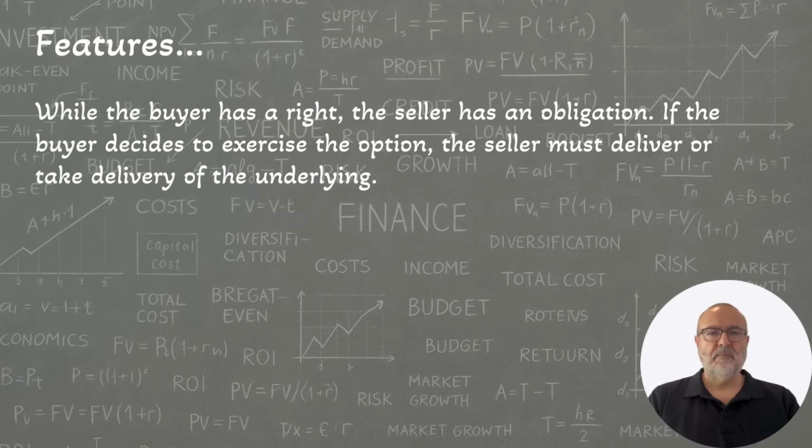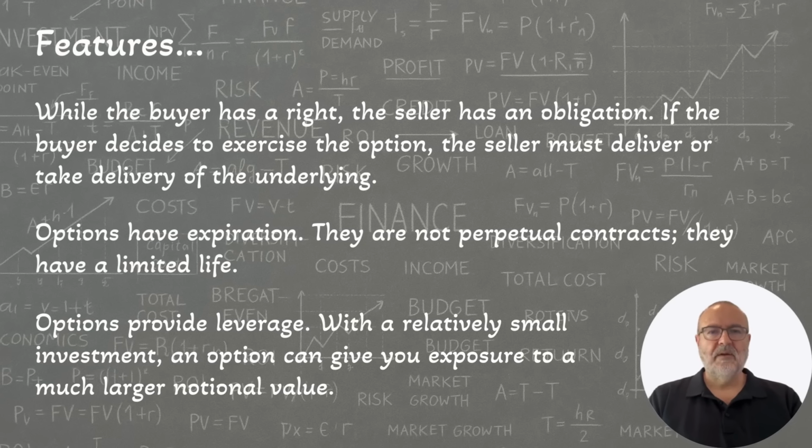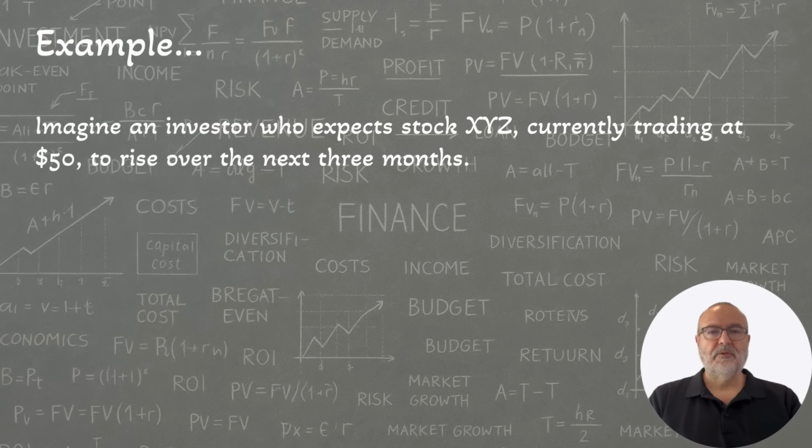Third, while the buyer has a right, the seller has an obligation. If the buyer decides to exercise the option, the seller must deliver or take delivery of the underlying. Fourth, options have expiration. They are not perpetual contracts, they have a limited life. Finally, options provide leverage. With a relatively small investment, an option can give you exposure to a much larger notional value.